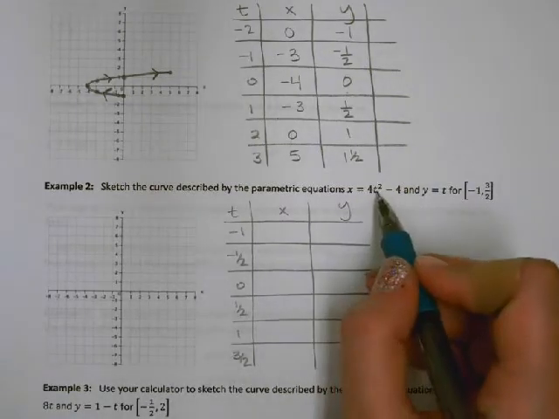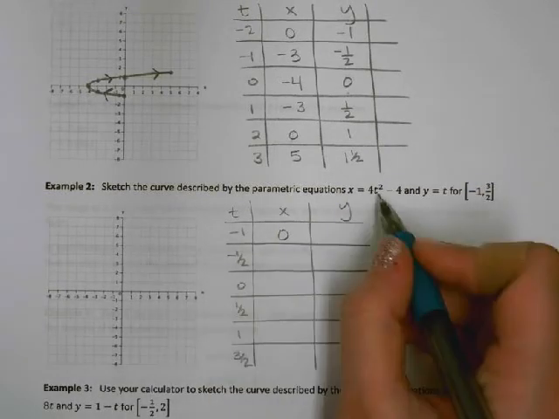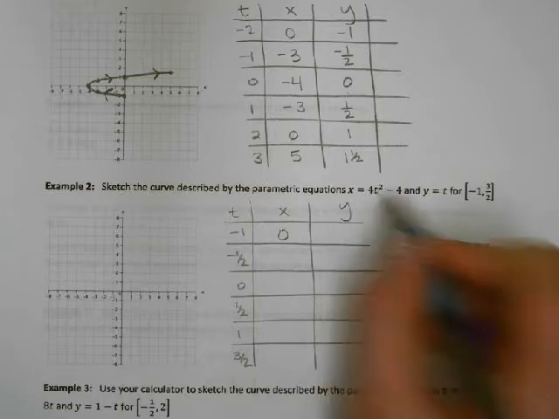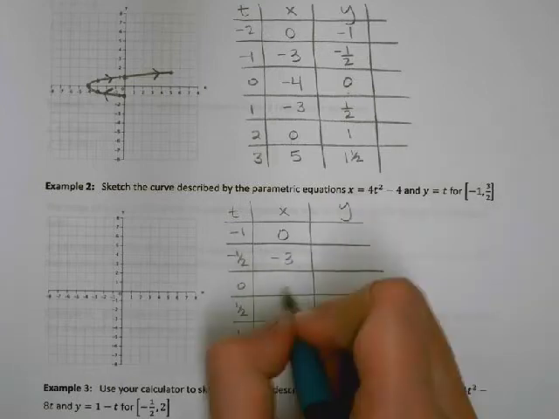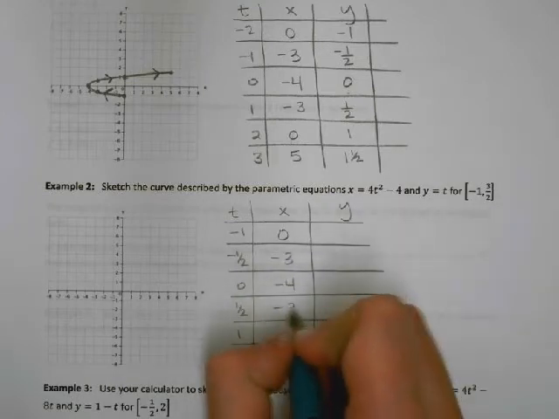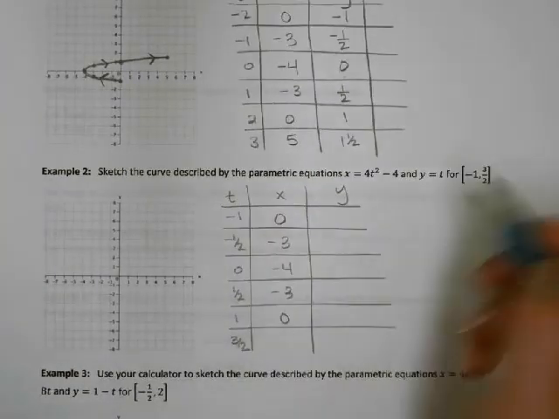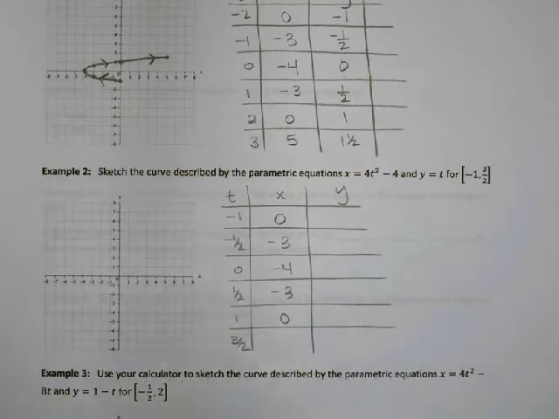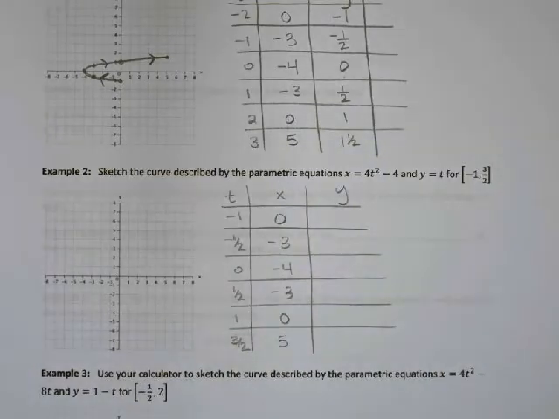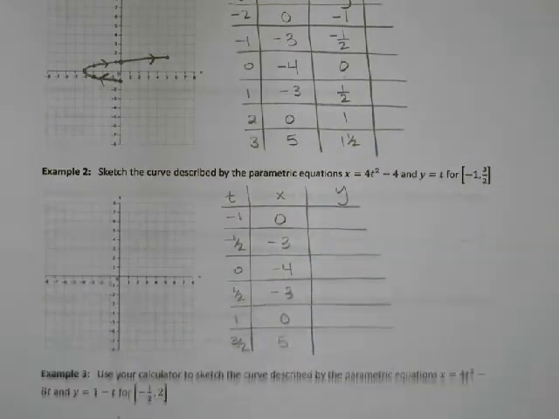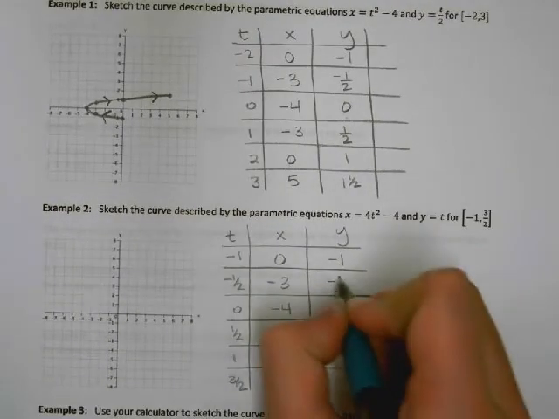So 4 times negative 1 squared, that's 4. 4 minus 4 is 0. Negative 1/2 squared is 1/4. 4 times 1/4 is 1. 1 minus 4 is negative 3. 0, that's negative 4, that's easy. Negative 3 and 0, since those are the same numbers. And then 3/2 squared would be 9/4. 4 times 9/4 is 9 minus 4, so that's 5. So, yeah, look at that. We've got the exact same x values we had before. And then y is just t, so I'm going to just go ahead and copy these over here.